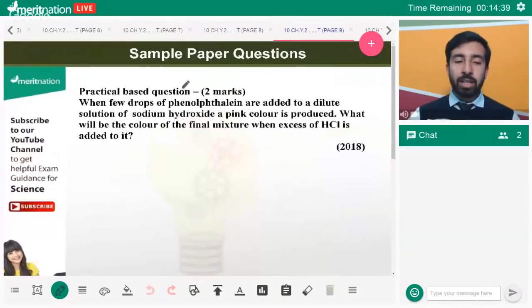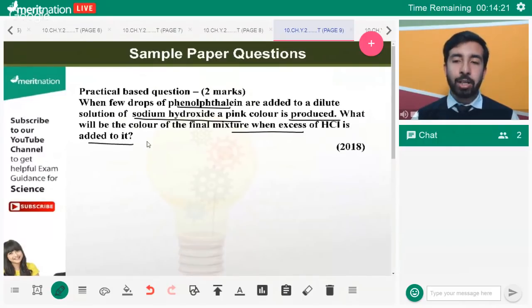In last year's paper, you were not asked any question from the practical base of this chapter, but in this year's sample paper issued by CBSE, you have been asked a practical-based question from this chapter. When a few drops of phenolphthalein are added to a dilute solution of sodium hydroxide, a pink color is produced. What will be the color of the final mixture when excess of HCl is added to it? Could anyone tell me what the color of the final mixture would be when HCl is added to it?